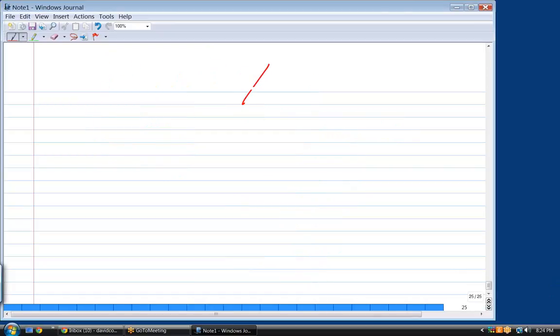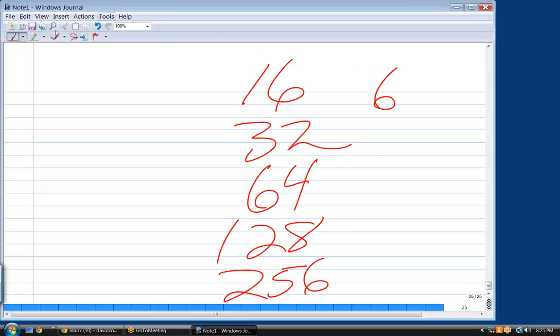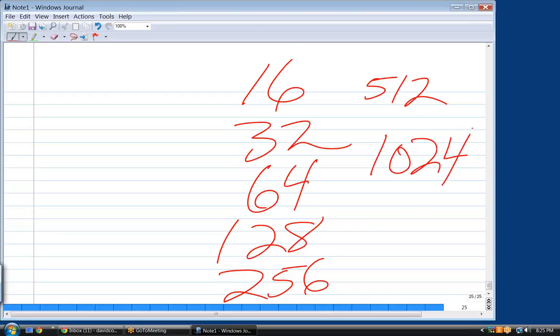2 to the 4th is 16. 2 to the 5th is 32. 2 to the 6th is 64. 2 to the 7th is 128. 2 to the 8th is 256. 2 to the 9th is 512. And 2 to the 10th is 1024. And that's a good one to remember, that 2 to the 10th is about 1,000.